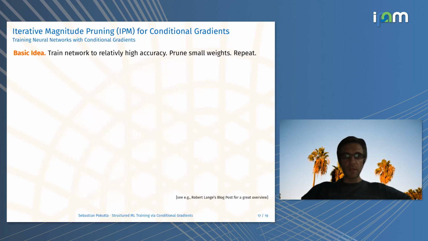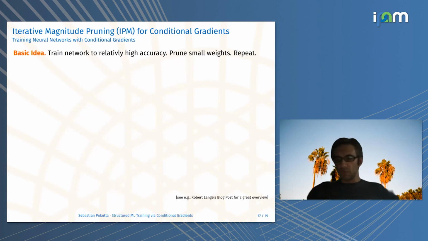All right, so another thing that you can do with these methods in neural network training is when you look at this problem of iterative magnitude pruning. The idea is that you want to get very sparse neural networks. Just to give you a high level idea: you train a neural network to relatively high accuracy, then you look for all the small weights, you prune those weights, you mask them to 0, and you repeat.